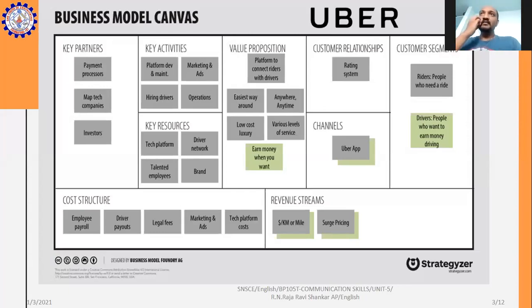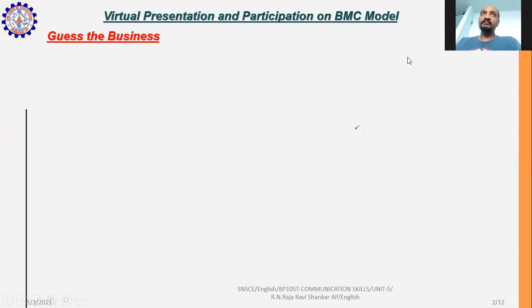This is the BMC model that we saw last time, the BMC model of Uber. Now what we will see is a BMC model which we will create for ourselves, and how we go about it. So let us go into how to do this BMC model in a separate way.